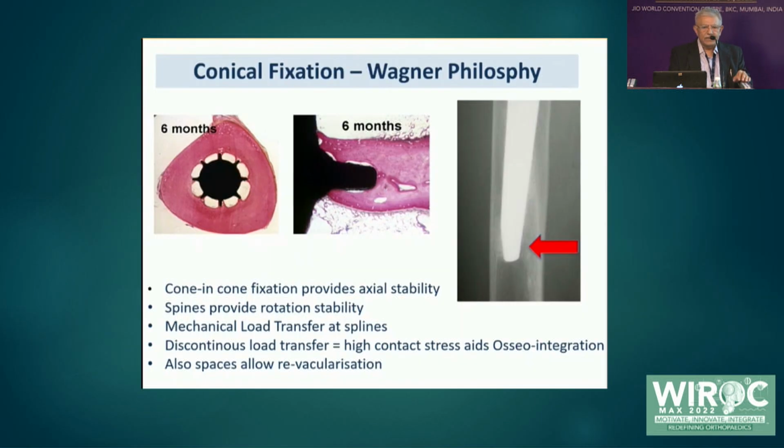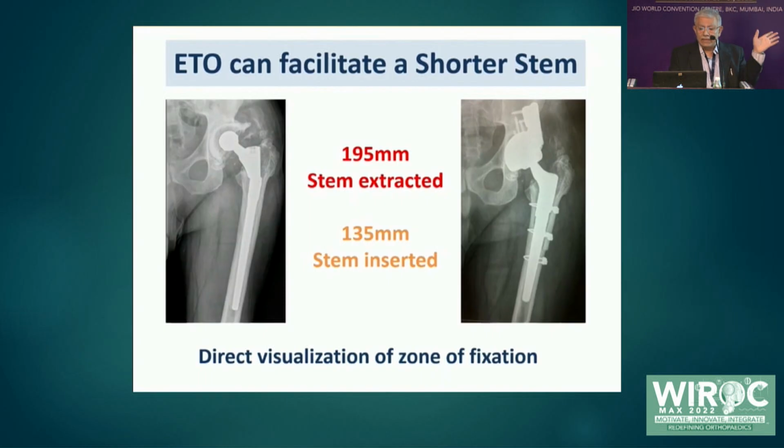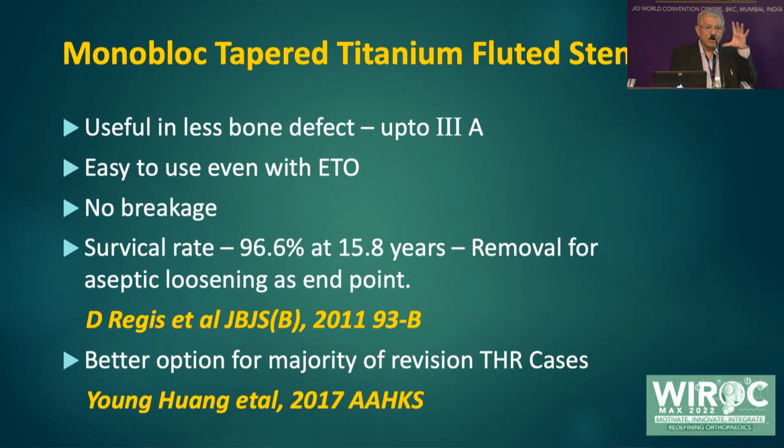And this is the conical fixation principle. The femur is reamed into a tapered cone and the implant is impacted into this tapered cone of the middle diaphysis of the intact and well-preserved bone, which gives you axial stability. So that is why you need a tapered stem, reaming in a cone shape and putting a cone implant. Here you can also do the femoral osteotomy, for example with a modular stem which is broken, and after doing the ETO, you can reduce the length of the stem. So if you get proper stability, your stem can be short also.